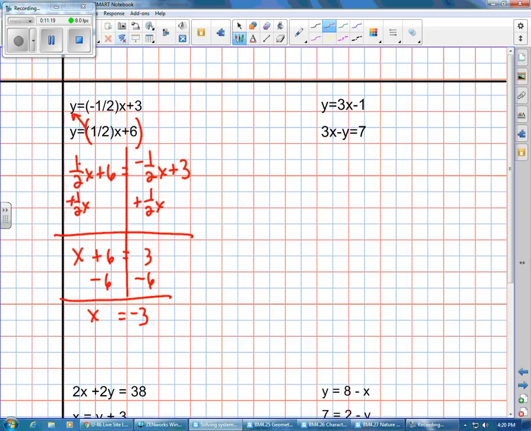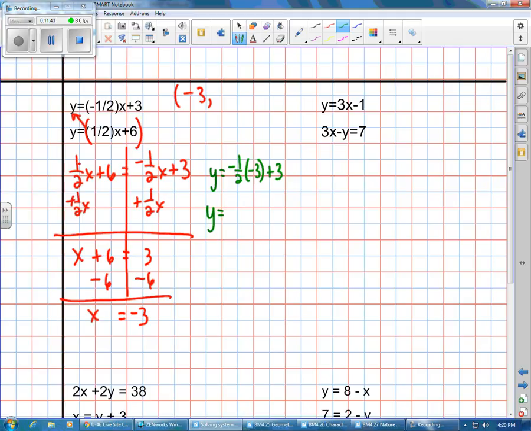Now I can take that negative 3, I have half of my answer, x equals negative 3. I can take that answer and substitute it into either equation. It totally does not matter. I'm going to pick the top one just because it's on top. I'm going to say y equals negative 1/2 times negative 3 plus 3.